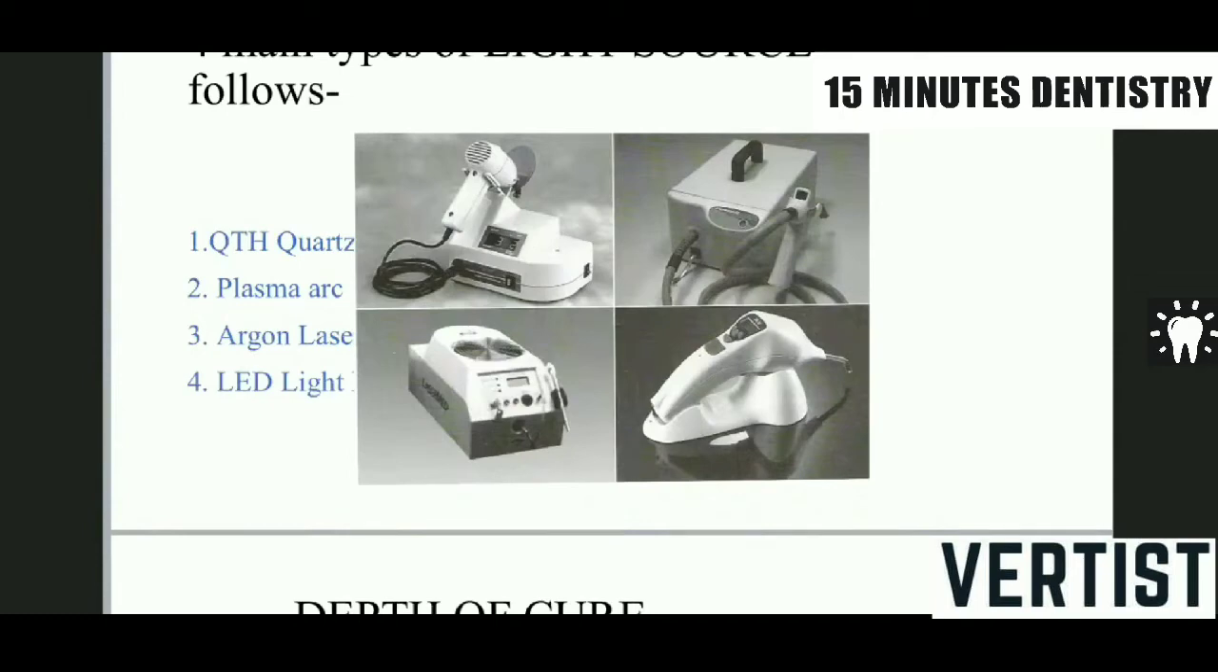Then LED light, light emitting diodes. Nowadays these are very famous and commonly used, and their role is to harden the composite. The photo initiators inside get activated when they are exposed to this light. Now there are different time cycles and different ramping cycles, known as ramp cycles, that is slow cure or fast cure. While using this light curing machine, there is going to be a curing of the composite.